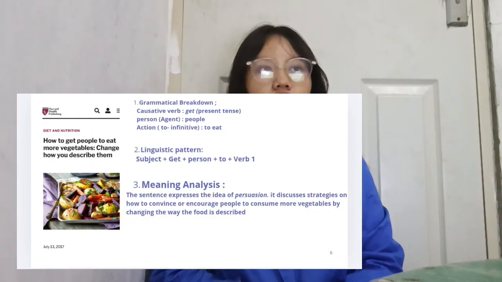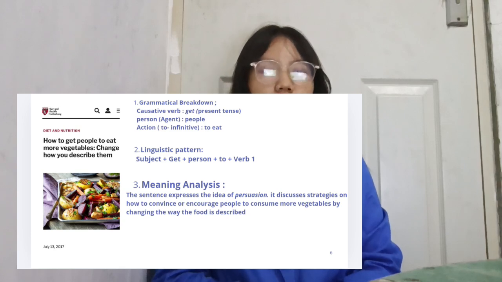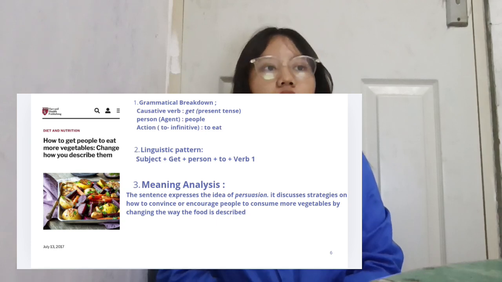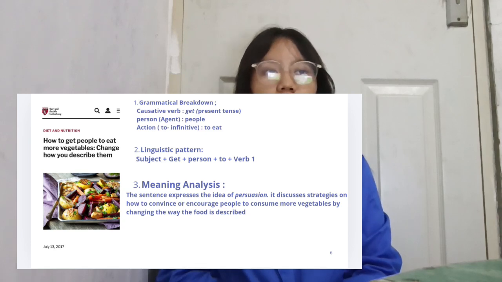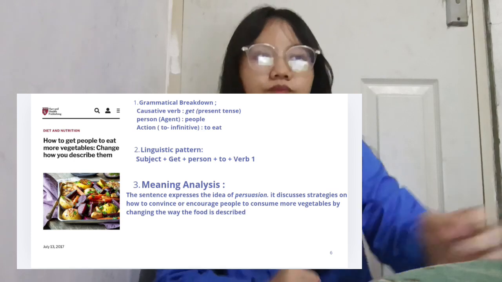Grammatical breakdown. The causative verb gets is in the present tense, followed by the agent, people, and the action as a to-infinitive. Linguistic pattern: subject plus get plus person plus to plus verb 1. Meaning analysis: the sentence expresses the idea of persuasion. It discusses strategies on how to convince or encourage people to consume more vegetables by changing the way the food is described.